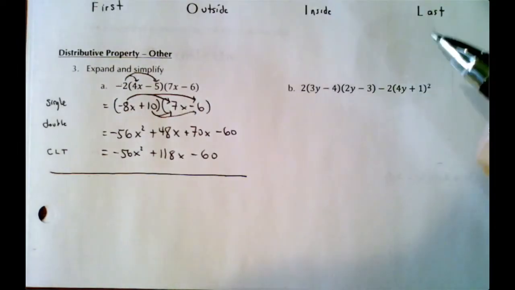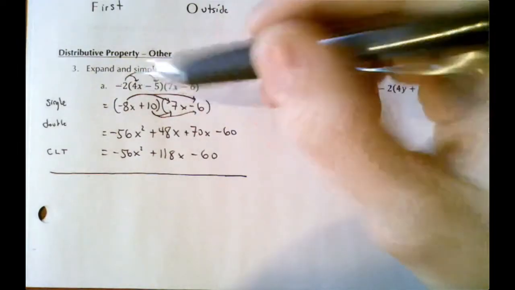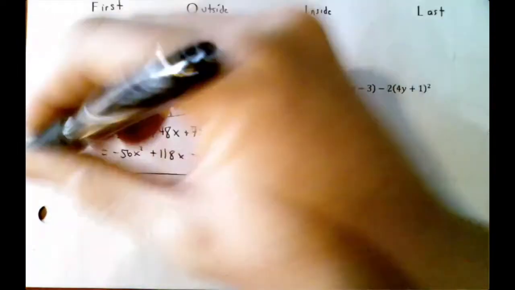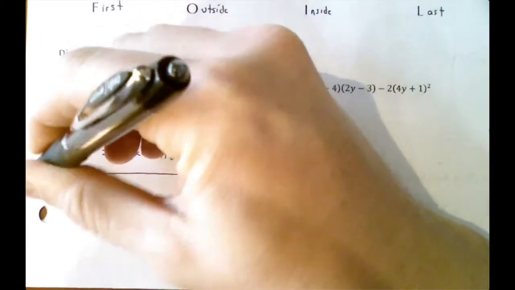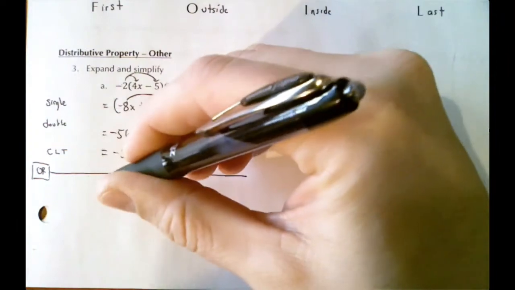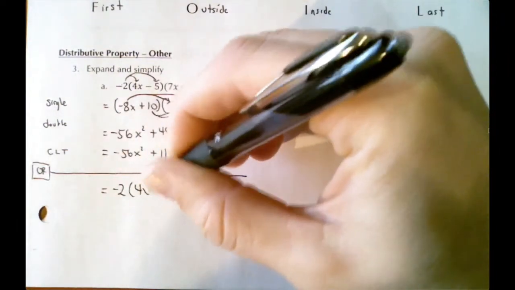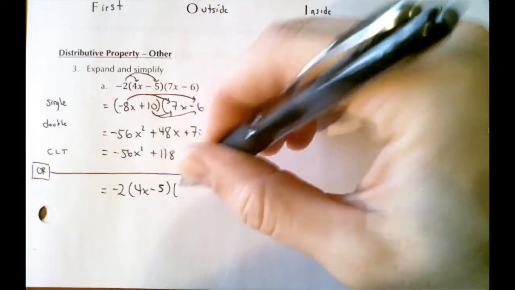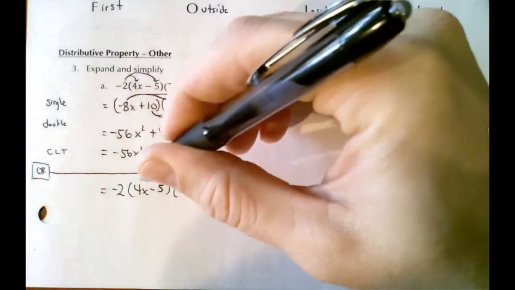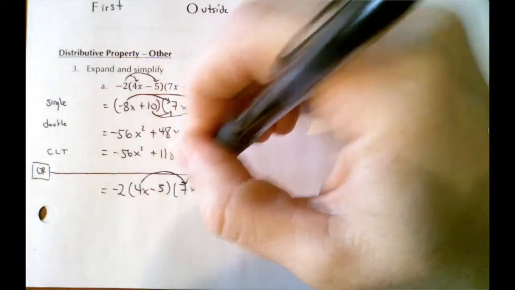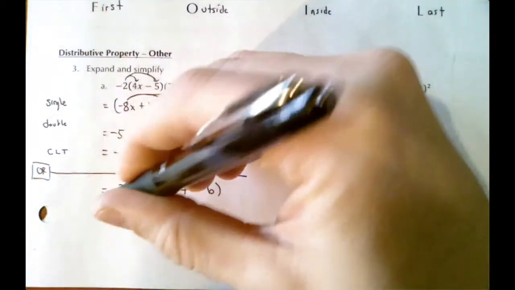I'm going to do another example where we do the distributive property of the double brackets first. We'll do the double first. So we'll say or. You can do it either way. And then I'll tell you which way I'd recommend. So I'm going to rewrite the question. We got negative 2, 4x minus 5, 7x minus 6. Let's do the distributive property first. Sorry, the FOIL first. Leave the negative 2 in front.